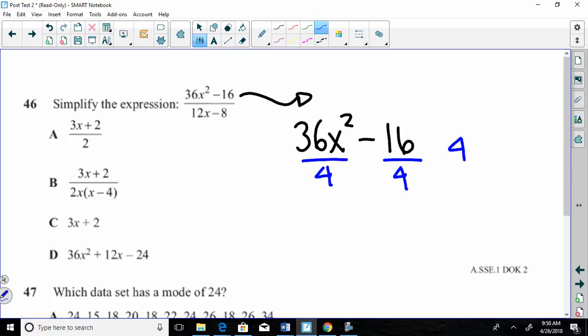And so remember, 4, when I divide a number out, it's always on the outside. What is 36 divided by 4? 9x squared minus what's 16 divided by 4? 4. Now, what do you notice about those two numbers, 9 and 4? What type of numbers are they? Perfect squares, right? See, so remember that difference of perfect squares?